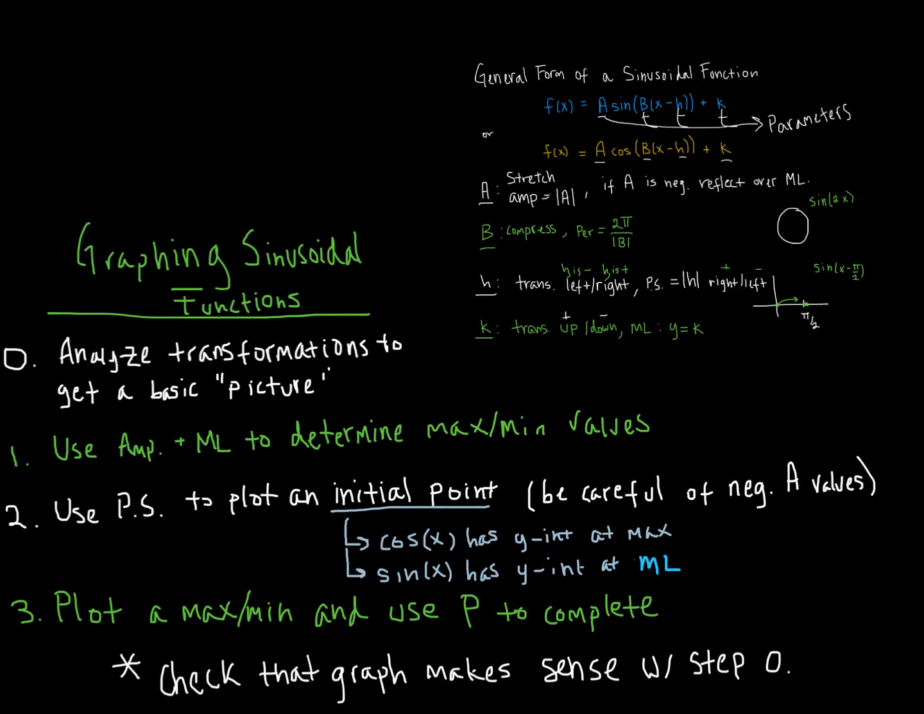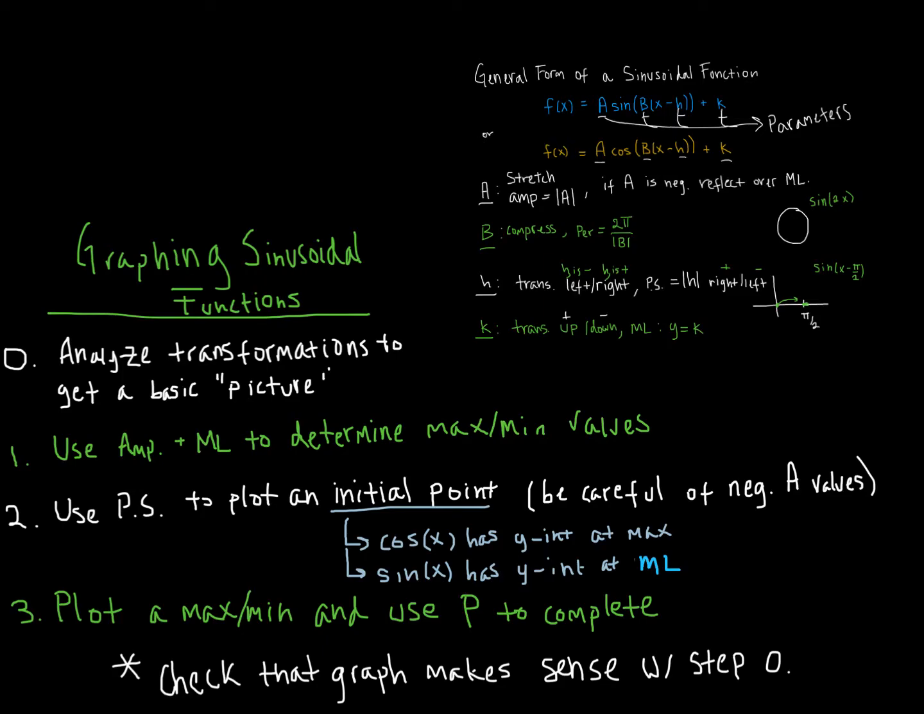Then finally, we're going to plot a max or a min and use the period to complete. So this is the big step. We're going to plot a maximum or a minimum value, and then since we can compute the period using the b value, we can then find the next maximum or the next minimum. Now if we have two maximum points, we know halfway in between them, based on our unit circle, there must be a minimum point. Halfway in between a max and a min, it must hit the midline. And so using that, we can sketch our graph going on in either direction.